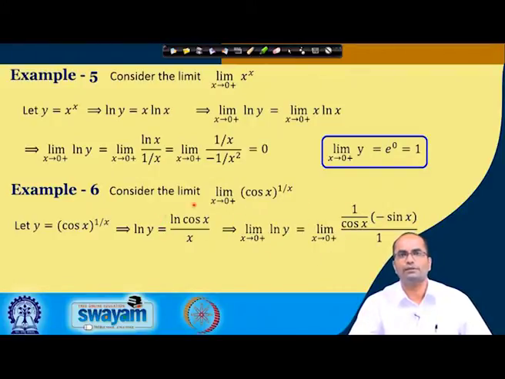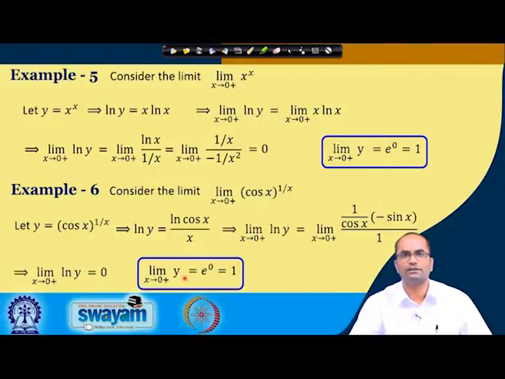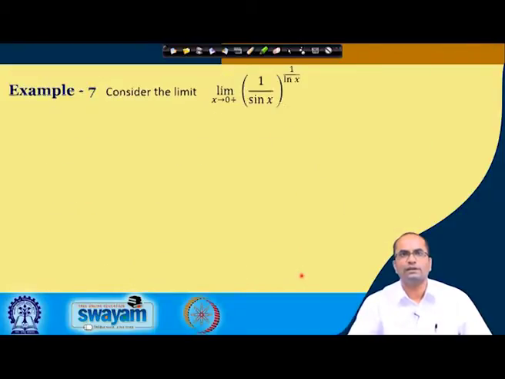So, we will apply the L'Hopital rule. We will take the derivative here of ln cos x, which will be 1 over cos x times the derivative of cos x, which is minus sin x, divided by the derivative of x, which is 1. So, we have here minus tan x, x goes to 0, so this goes to 0. So, we have this limit is 0, and then taking the exponential both the sides, we will get the limit of y, which was the desired function cos x power 1 over x, goes to 1.